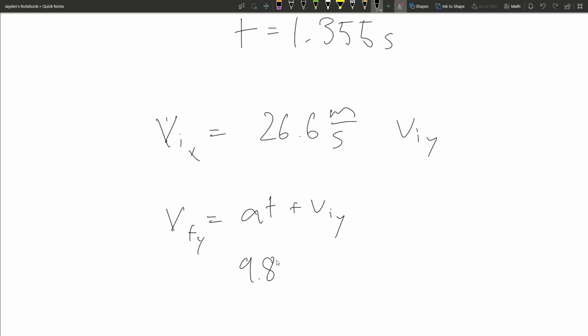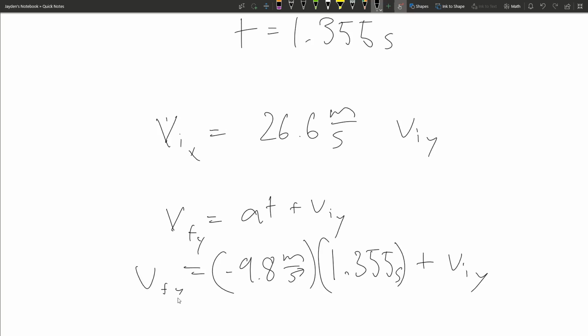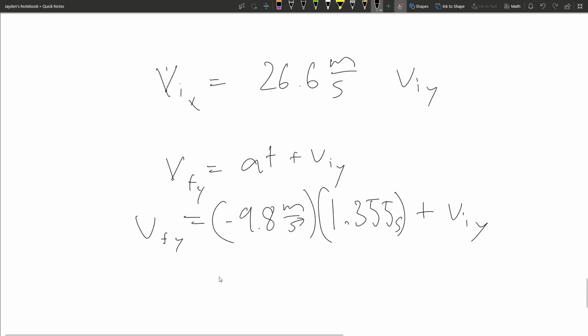So 9.8 meters per second squared times t, which is 1.355, and you should get something like the final y velocity is equal to 13.279.